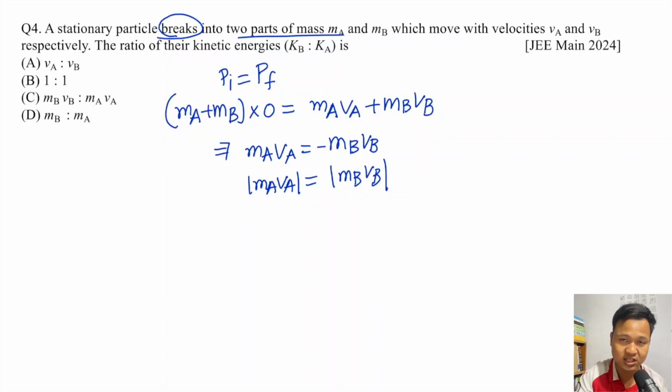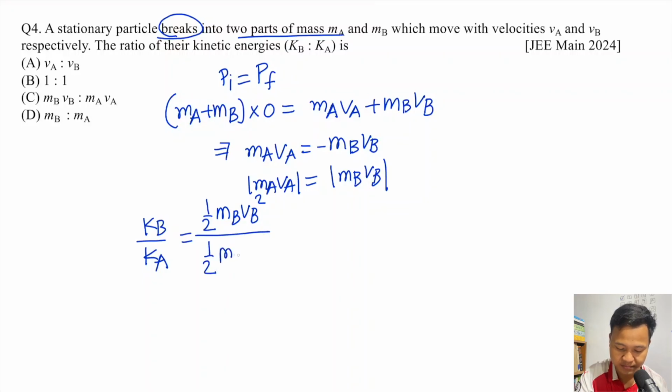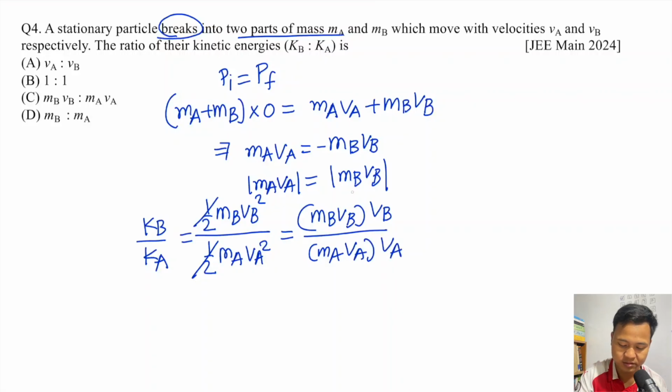Energy is a scalar quantity, it has no direction; the minus only shows that VA and VB are in opposite directions. For kinetic energy we take magnitudes only. So the ratio of their kinetic energy, KB divided by KA, is half into MB into VB square divided by half into MA into VA square. The half cancels out, so I can write MB VB into VB over MA VA into VA.